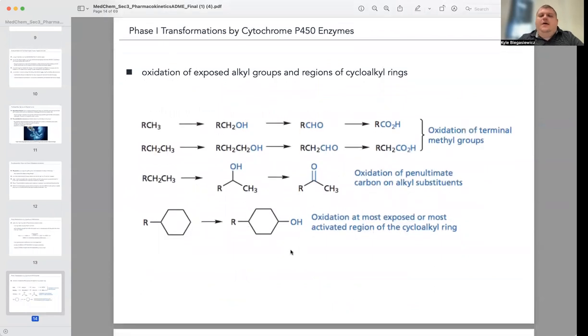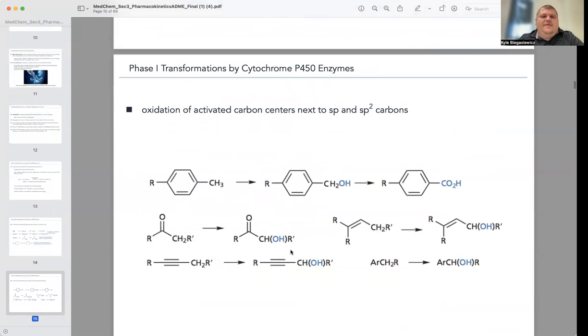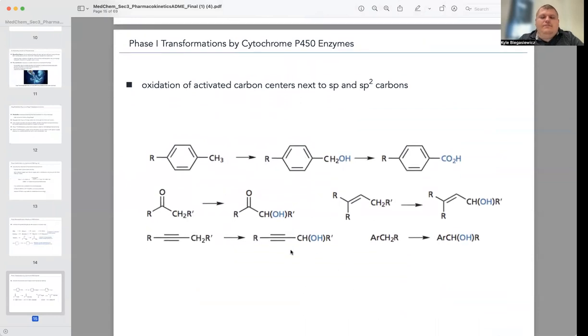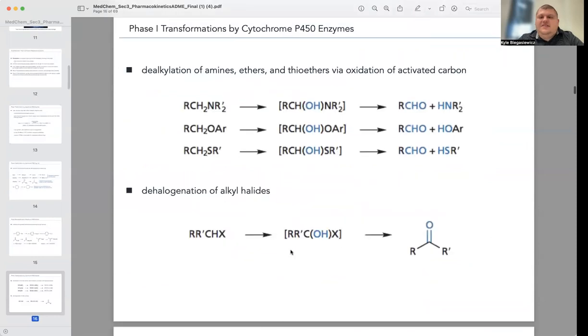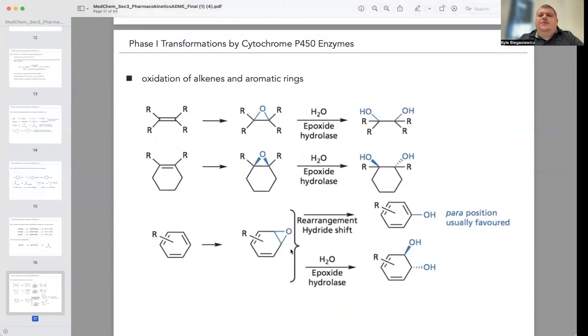Slide 14 is going to be important. I would definitely know that. Slide 15, knowing that in particular, P450s are going to hit activated positions is going to be important. Slide 16, also important. Slide 17, knowing that you can also form epoxides with P450s, and then it could do several different types of transformations after that, right?